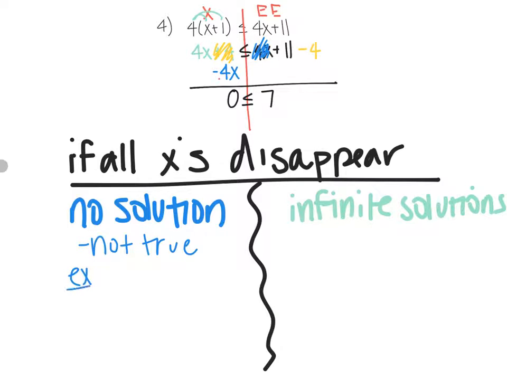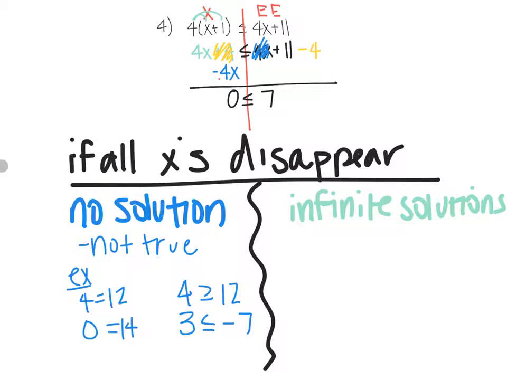Not true are things like, here's some examples for you. In an equation, it would be like 4 equals 12, or 0 equals 14. Those things are not true. 4 does not equal 12. 0 does not equal 14. In an inequality, it would be something like 4 is greater than or equal to 12. Well, 4 is not greater than or equal to 12, so this would be no solution. Or you could have something like 3 is less than or equal to -7. 3 is not less than or equal to -7. So again, that would not be true.